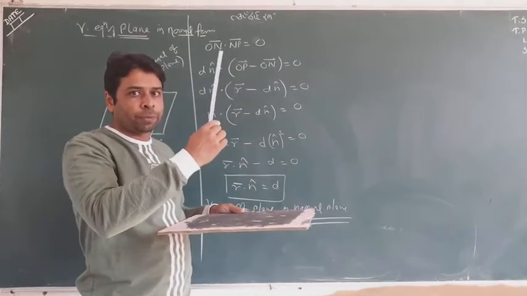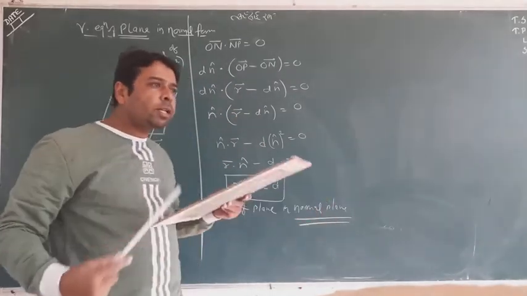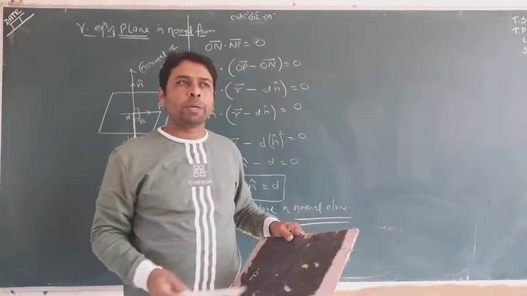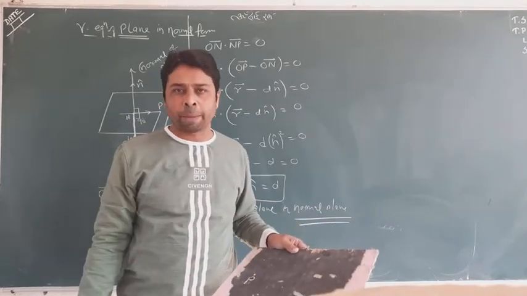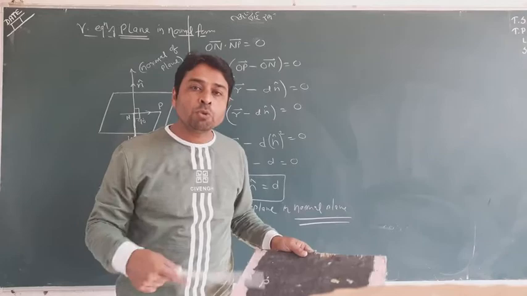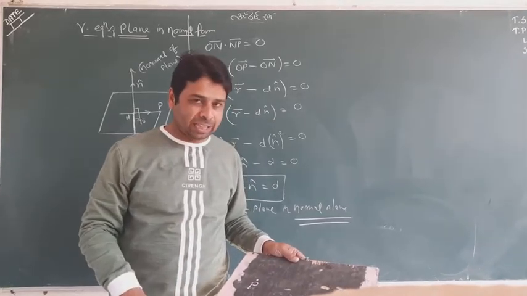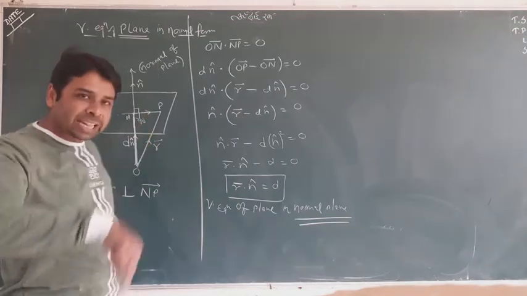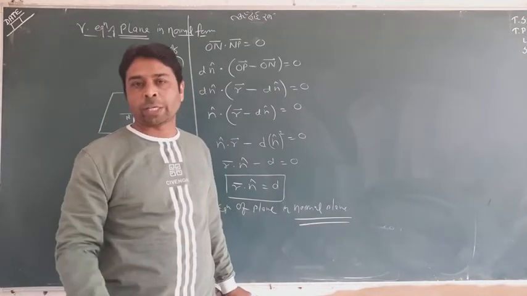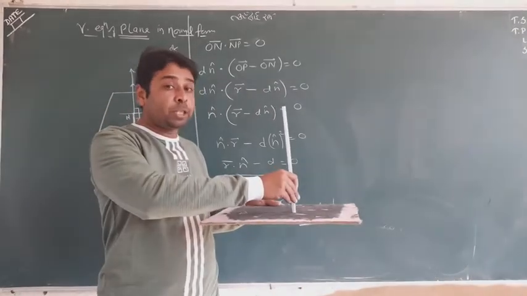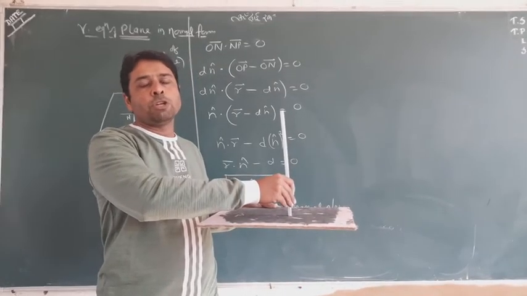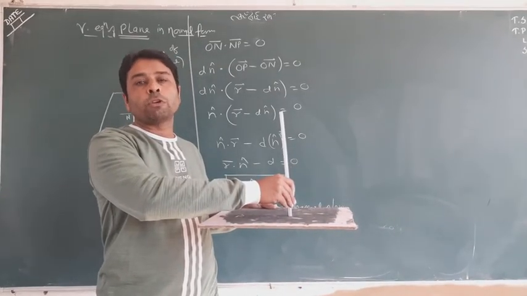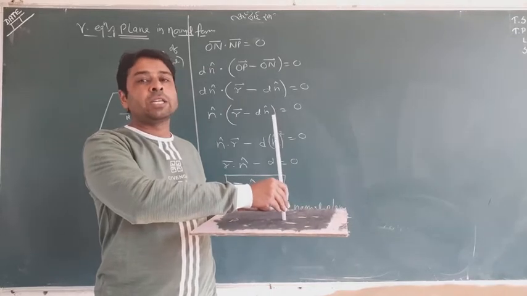Sometimes students confuse what n and n cap are. You can't escape behind the n cap. N cap is just a unit vector along the vector n. So what is n? n is the perpendicular vector of the plane, the normal vector of the plane, and it contains the ratio.